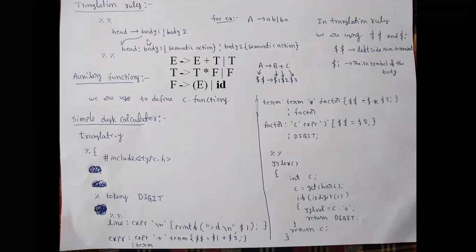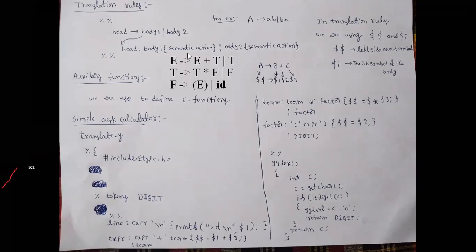For example, in these translation rules we have statements. For example, one expression is available: E produces E plus T. Then we are representing E. So in translation rules we are using dollar and dollar I. Dollar represents the left side non-terminal attribute value, and dollar I represents the ith symbol of the body.